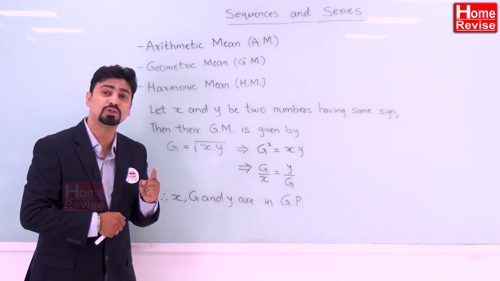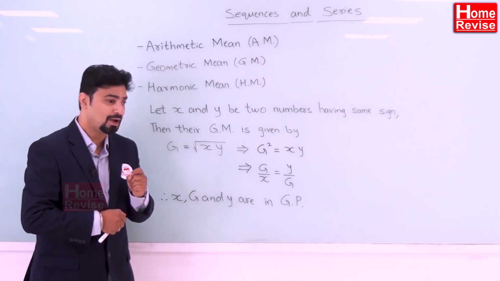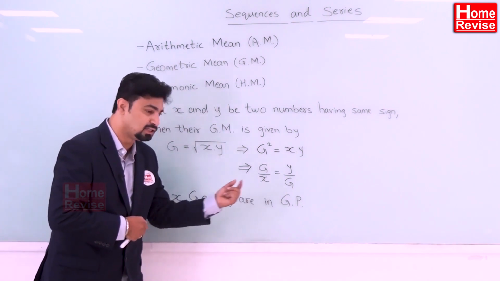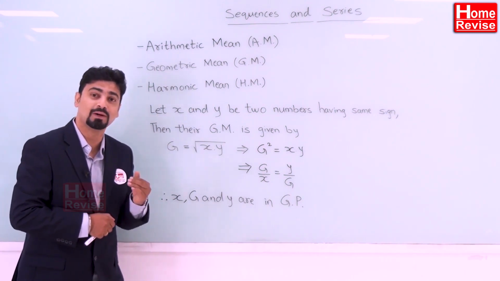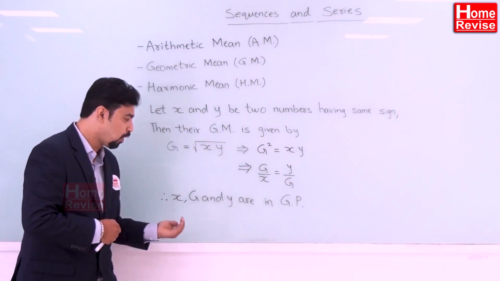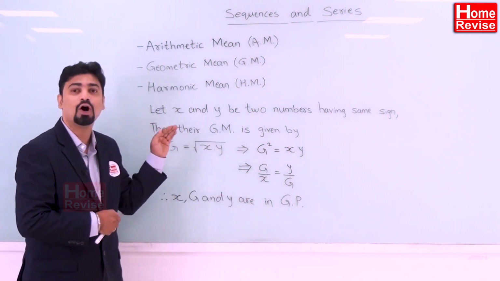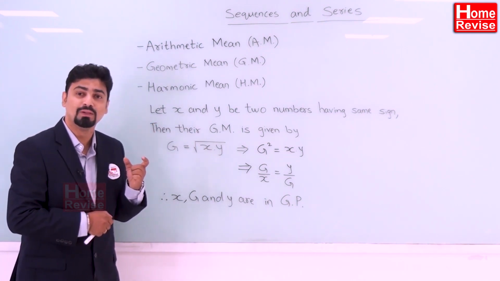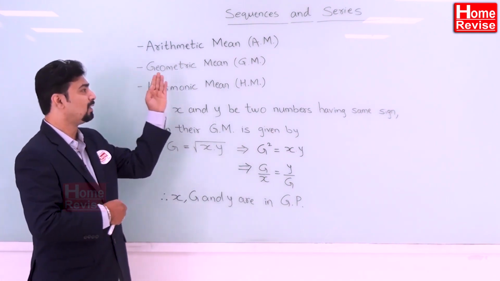Where have we learned that the ratios are equal? That was in geometric progression or GP. So what we have understood here is that from this relation x, g and y are in GP, where the ratio of two consecutive terms is always the same, which is known as the common ratio. So the ratio of the second term to the first term, that is g/x, is equal to the ratio of the third term to the second term, that is y/g. So the geometric mean of two numbers and the two numbers together are in GP. This is the second most important mean from the three means, that is the geometric mean.